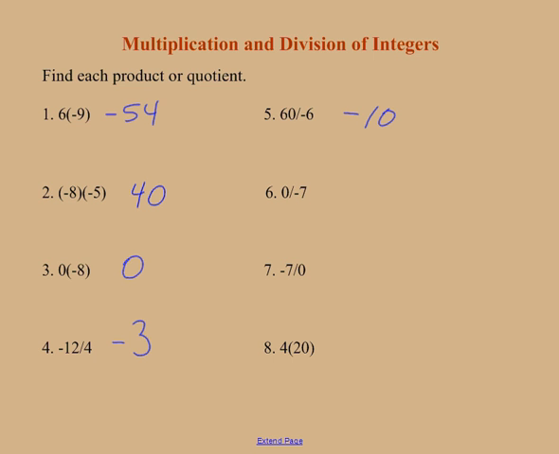Number 6, 0 divided by anything is 0. Number 7, -7 divided by 0. Well, you better remember that you can never divide by 0. And so number 7 is undefined. There is no solution. And finally, number 8, a positive times a positive is a positive. And we have our answer of 80. Okay, you should be able to do these types of problems in your head without the aid of a calculator.